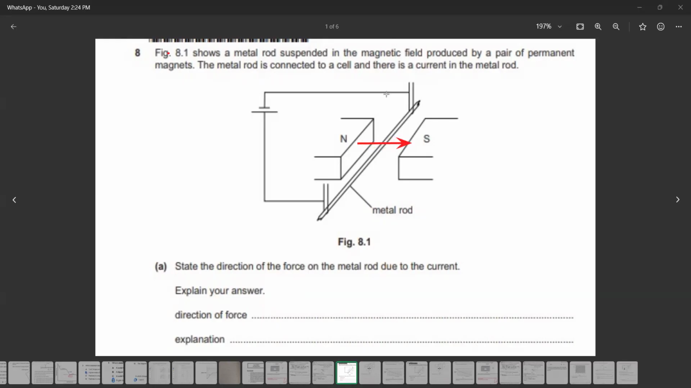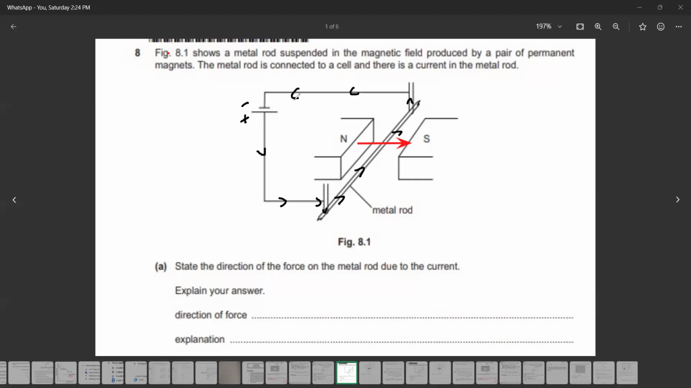The metal rod is connected to a cell and there is a current in the metal rod. So what is the direction of the current? We always take the direction of a conventional current, and the conventional current always flows from positive to negative. So the current will flow in this manner. So this is the direction of the current. The question is: state the direction of the force on the metal rod due to the current.